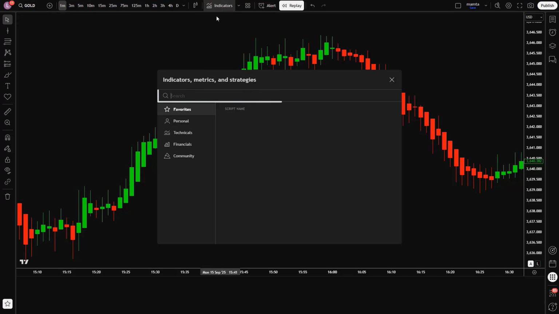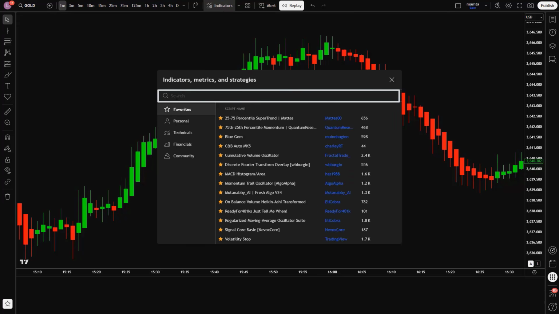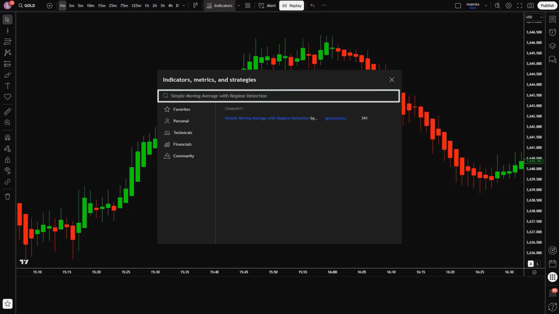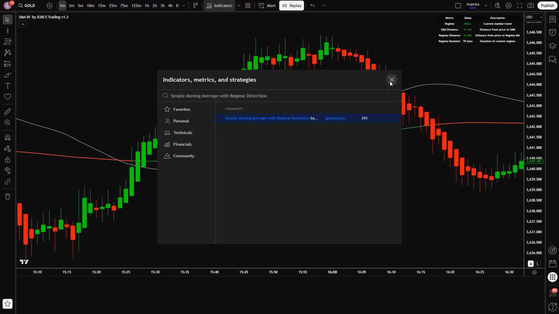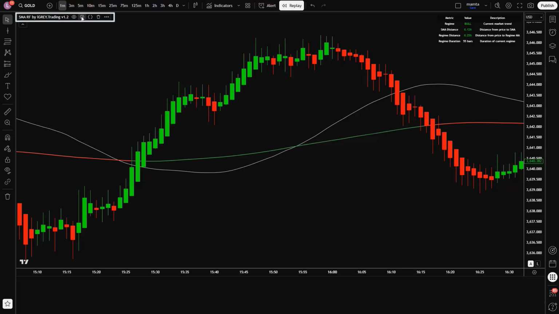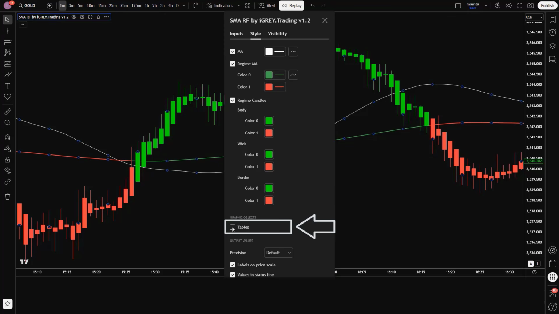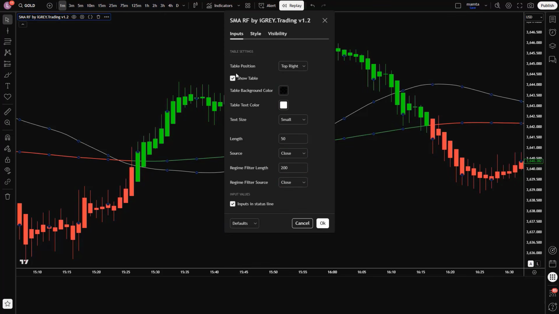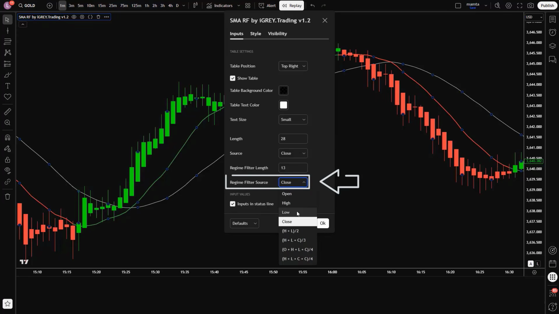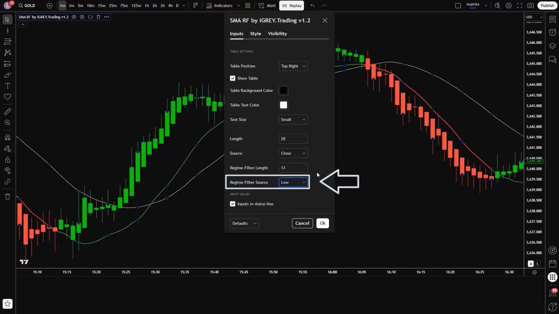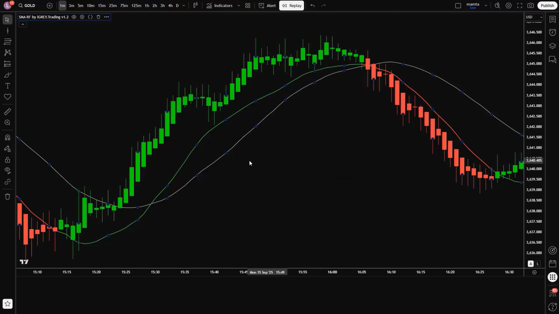First of all, we will search simple moving average with regime detection in the search box of TradingView. After that, we click on the simple moving average with regime detection option, in which we have to change some settings. We need to hide these options. We have to change this length option from 50 to 28. We have to change this regime filter length option from 200 to 13. We have to change this regime filter source option from close to low. After this, we will understand the next trading setup on the chart.